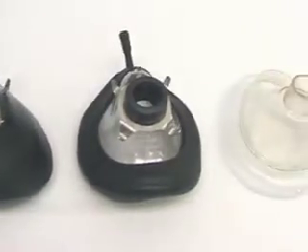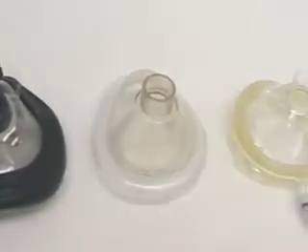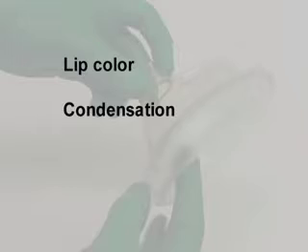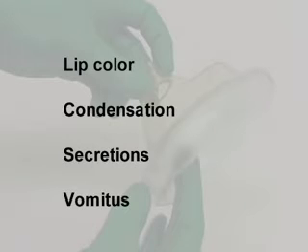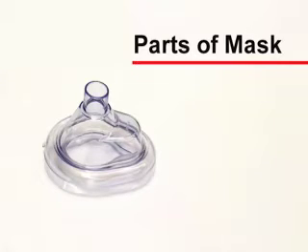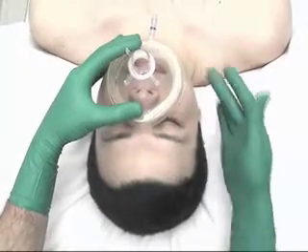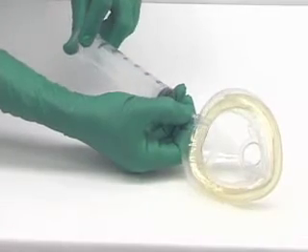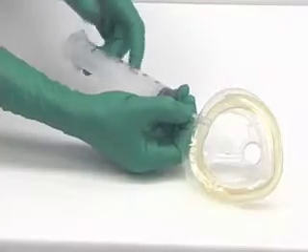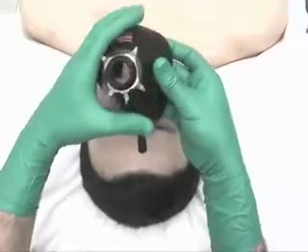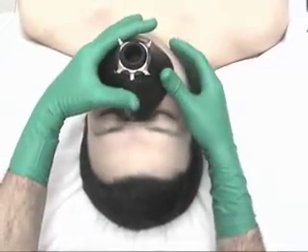There are many types of face masks, varying in design, size, and construction materials. Transparent masks are preferred because they allow for inspection of lip color, condensation, secretions, and vomitus. Face masks consist of three parts: the rim, the body, and the connector. The rim of the mask provides the seal with the face. Many masks have an inflatable cushioned rim, which creates a better seal with facial contours. Some masks have a malleable body, which can be molded to the face, thus reducing dead space.